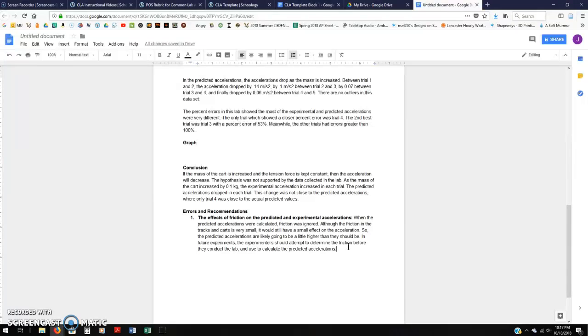And from there, I'd recommend trying to think of 2 more errors that may have occurred. They probably won't be quite as big as the friction force one, but there are 2 that I can think of right now that would be good things to highlight as far as the errors and recommendations page goes.